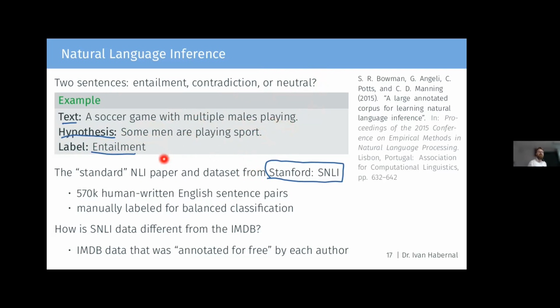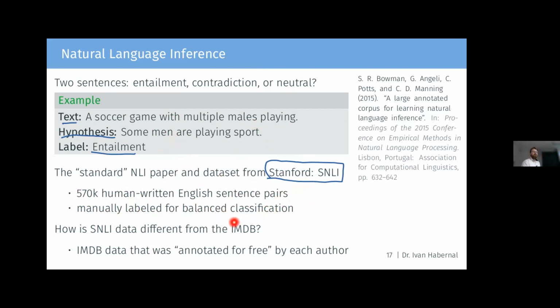The standard paper is the SNLI paper, and it has almost 600,000 of these sentence pairs. They spent a lot of money, hired crowd workers on Amazon Mechanical Turk, and let them write these kinds of things, and collected almost 500,000 human-written English sentence pairs. So it's really a huge data set. And they did some manual labeling for balanced classification. So it's a balanced data set.